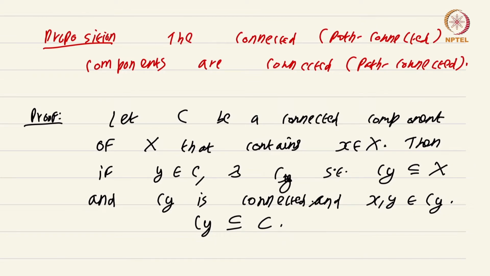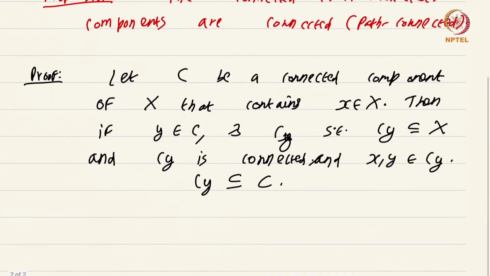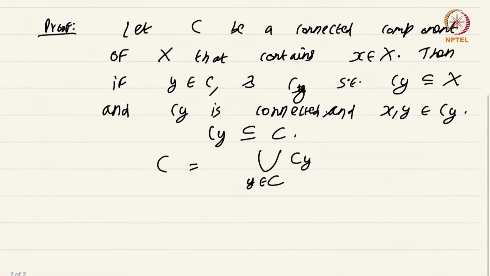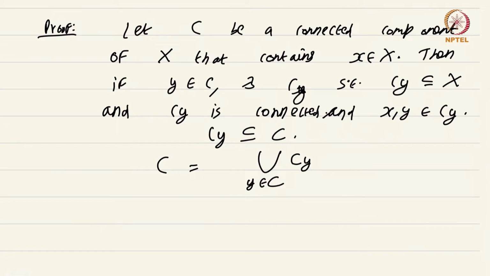This just follows because of the very definition of the equivalence relation. In other words, C is nothing but the union of all Cy as y runs through C. Okay, and all these Cy's contain the point x. That's how Cy was defined. But a union of connected sets that contain a point in common is connected. Therefore, C is connected. Since you can express the connected component that contains x as a union of connected sets, all of which contain x, the union is going to be connected.